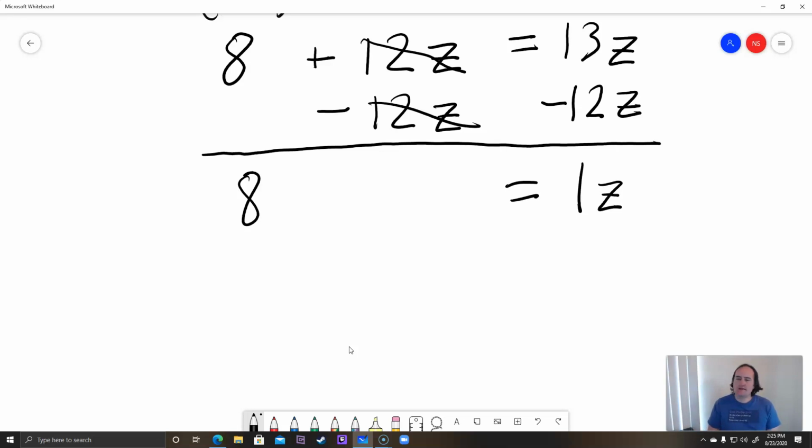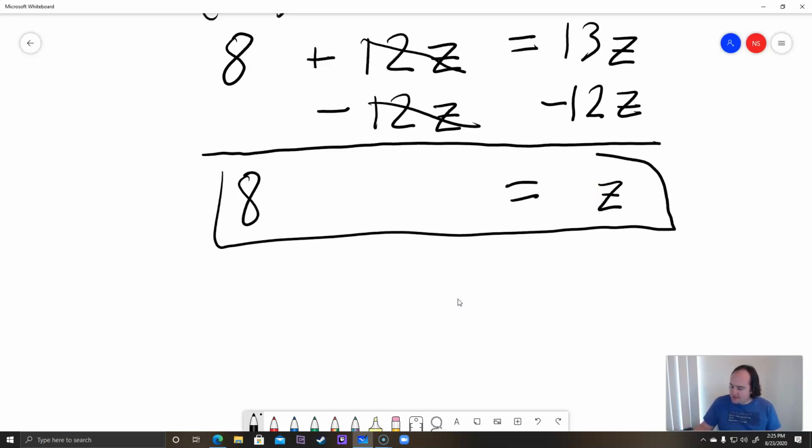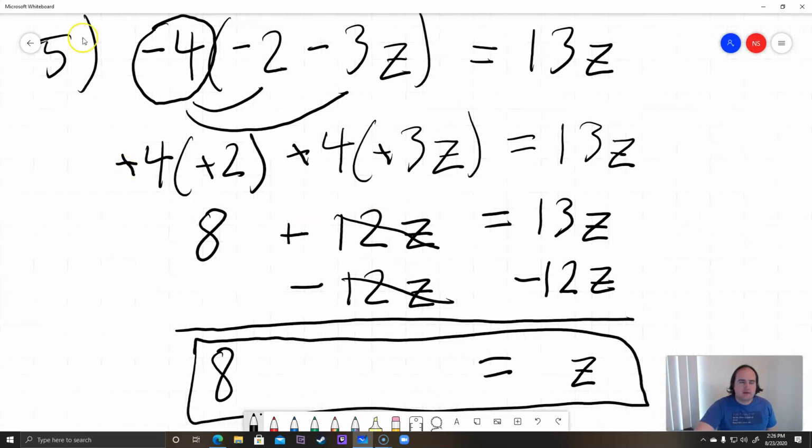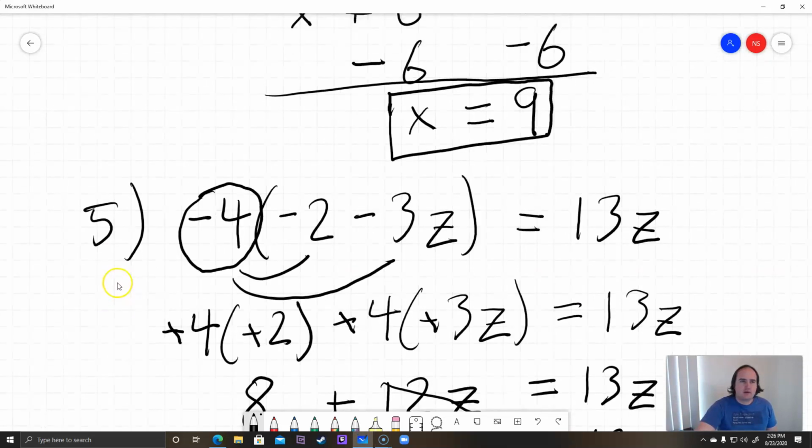So 8 equals 1z. But keep in mind that the 1, you don't write it in your answer. If you have 1 as your coefficient, you just write it as the variable. So we get 8 equals z. Our answer is 8 equals z. Keep in mind in my math lab, instead of writing 8 equals z, they're going to write the variable first, so you would do z equals 8. But they mean the exact same thing. So that was example number 5.